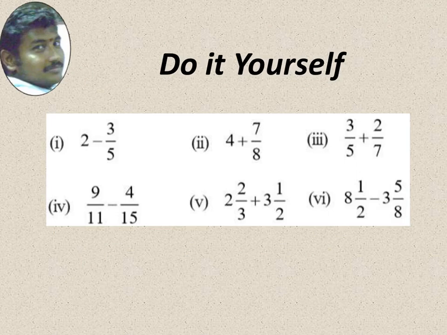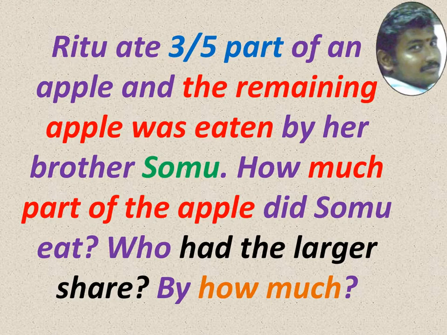So here are a few sums for you. You can do them yourself. 2 minus 3 by 5, 4 plus 7 by 8, 3 by 5 plus 2 by 7, 9 by 11 minus 4 by 15, 2 2 by 3 plus 3 1 by 2, 8 1 by 2 minus 3 1 by 5. One more word problem for you. For all these sums, first you have to make them like fractions, then you can add or subtract.